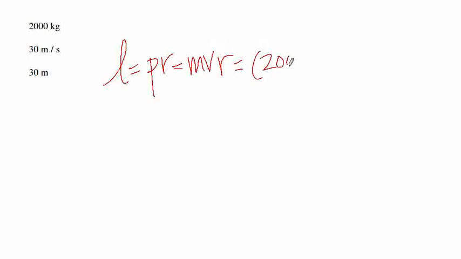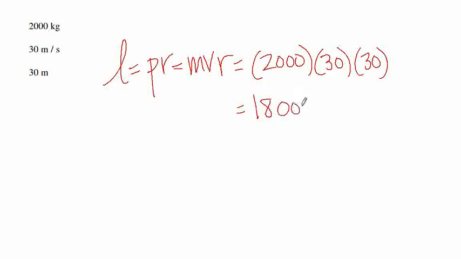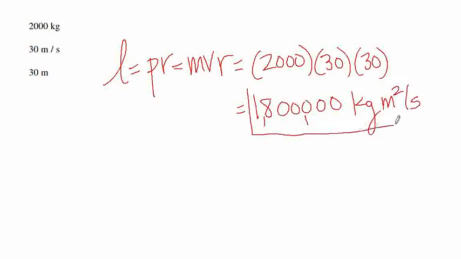All right. I'll go ahead and calculate it now as well. So m, the mass, is 2,000. The velocity is 30. The radius is 30. So that's equal to, let's see, 9 times 2, 18 with 5 zeros. So 1.8 million kilogram meters squared per second. I hope that's what you got.